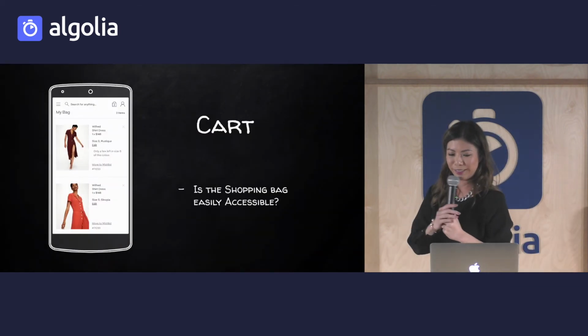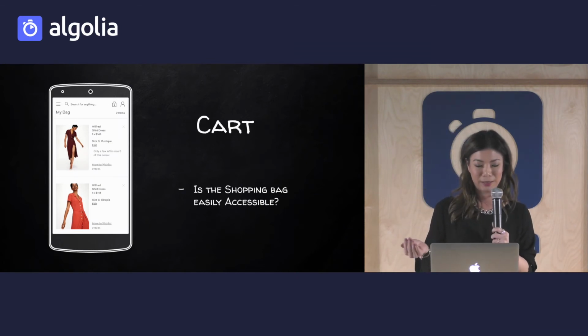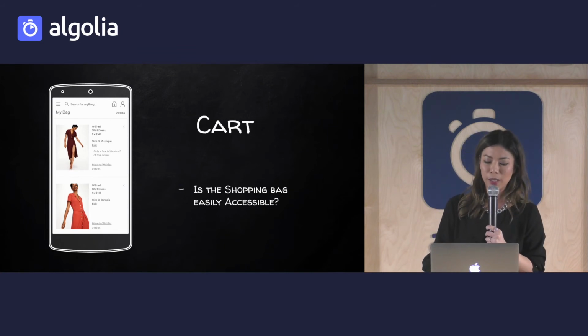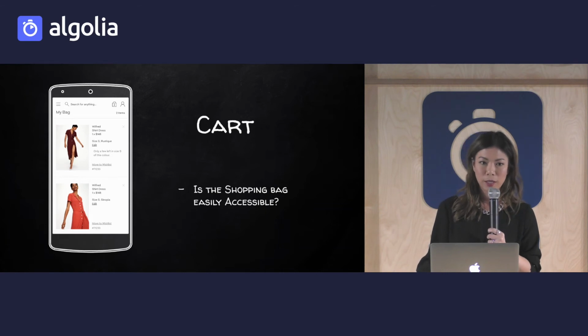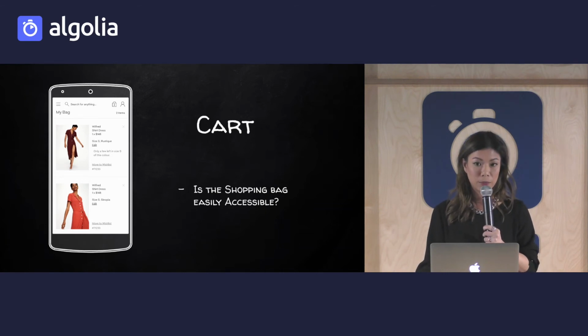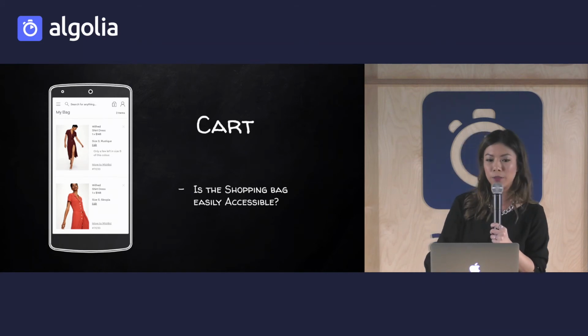And the cart, of course, the shopping bag. So in the shopping bag, you should have a very, very clear view of the items you put inside. Having the pictures of your product, they should all be accessible, they should all be clickable. Of course, they should include the price, and they should be able to be modified and deleted.